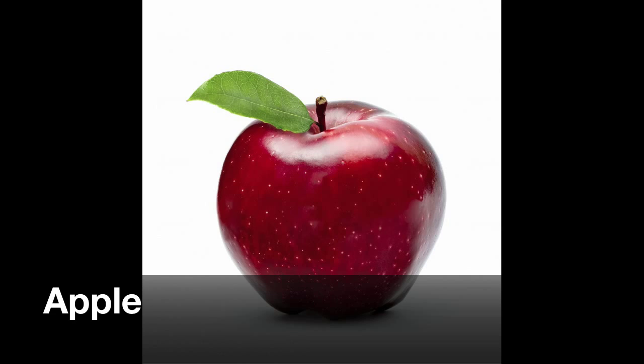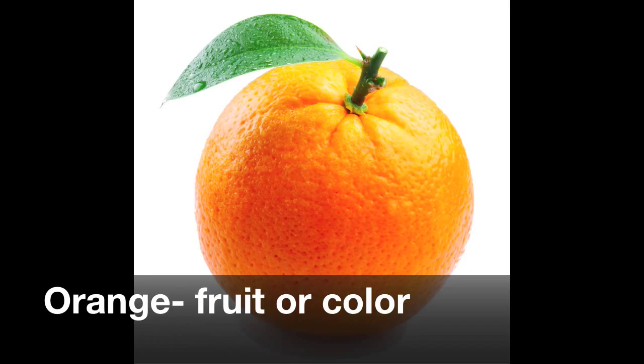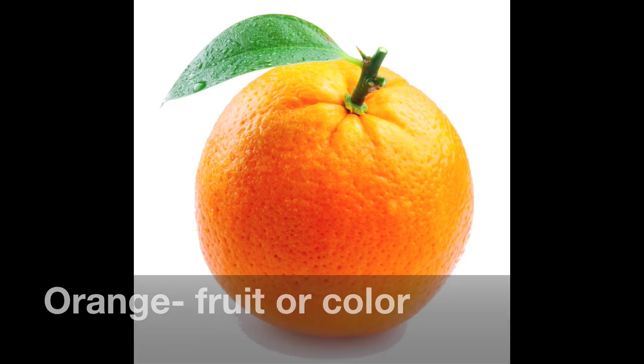All right, now the sign for apple. Go ahead and fingerspell apple. Apple's done with an X hand by your mouth, and you turn it. So this is the sign for apple. All right, orange. This can be used for the fruit or the color. The sign is orange.